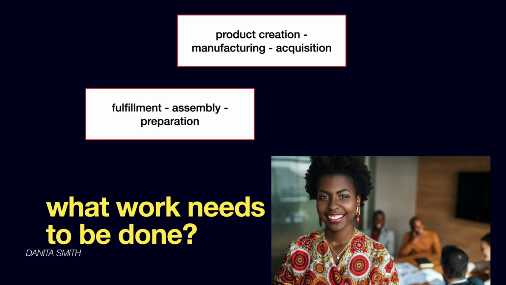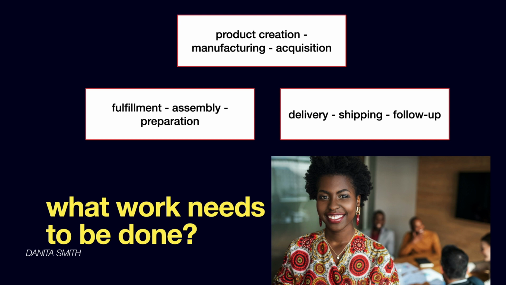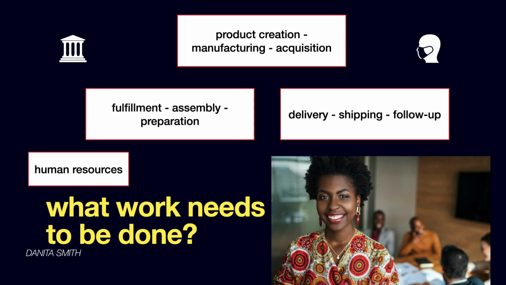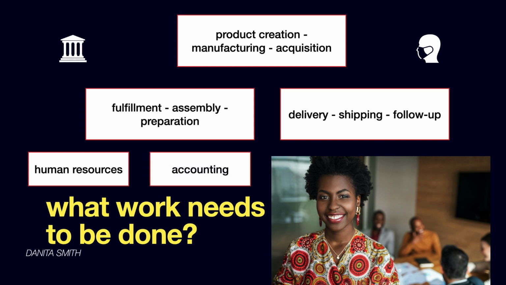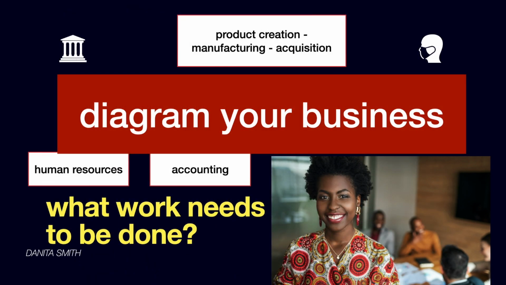What do you need to do to prepare this for the customer? Is that a part of it? Shipping, delivery, or follow-up, customer service. You may be in a situation where you need additional support like lawyers or medical staff for some reason. You might also need human resource services or maybe even accounting services. So whatever you think about what actually flows and what work needs to be done, and then diagram your business.